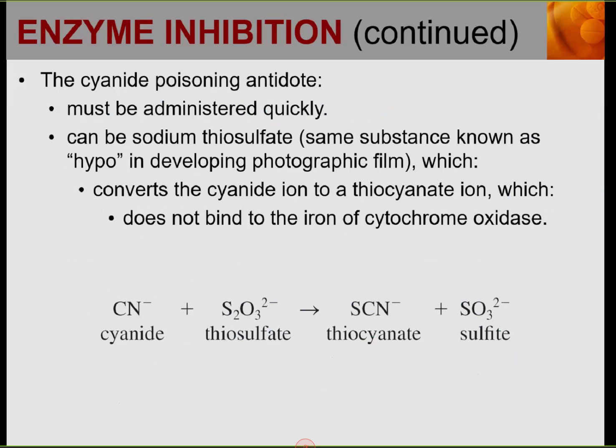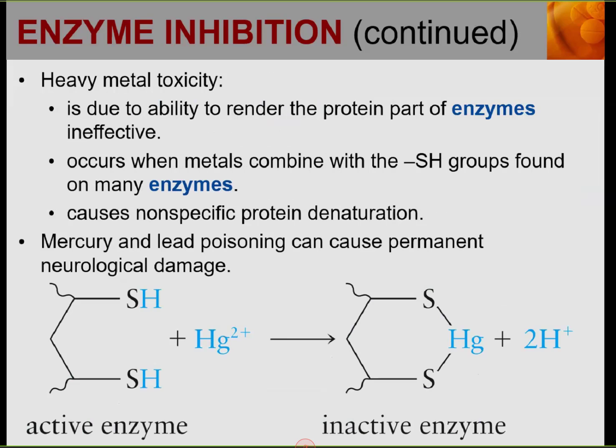And there's an antidote for cyanide poisoning, and it's a chemical called hypo. It's an old chemical that photographers used to use to develop photographs. I think hypo is sodium thiosulfate, and it complexes with the cyanide and renders it unusable.